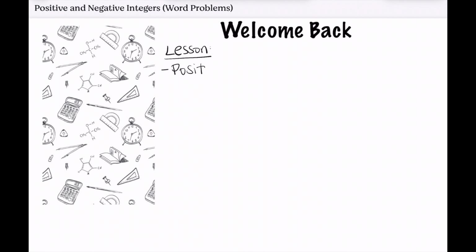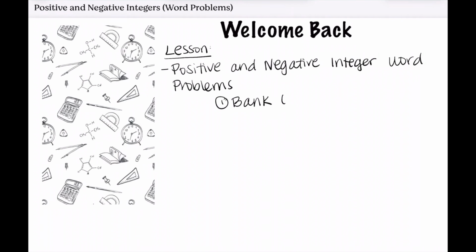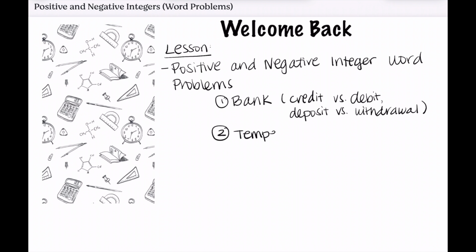In today's video, we are going to go over positive and negative integers, but we're going to do this through different types of word problems. The practice problems for this lesson are going to be broken up into three. The first one is going to be banking type questions. In this, we'll learn the difference between a credit and a debit, also the difference between a deposit and a withdrawal.